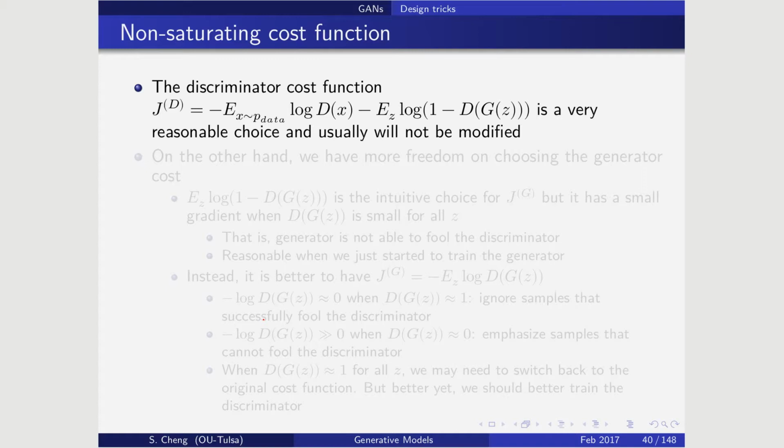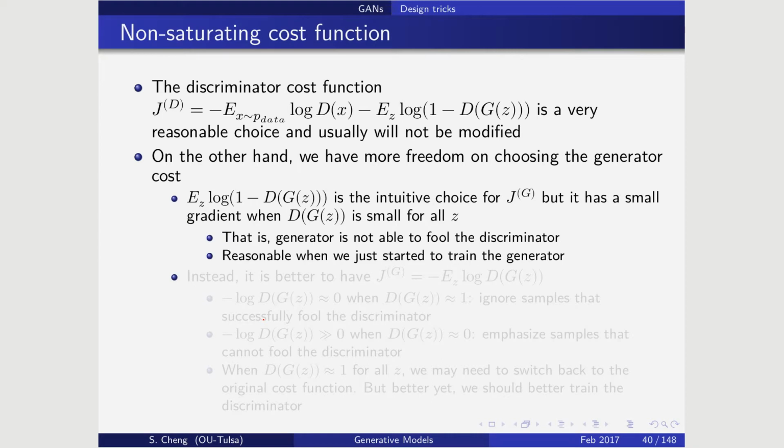So for the generator, actually the cost function is a little bit more flexible. As I mentioned, it can be the negative of the discriminative cost. So then in that case, as I mentioned, if I ignore this one, then it will be just equal to this guy here.